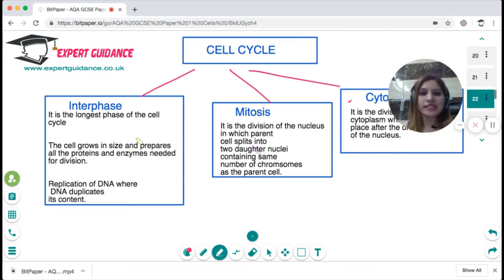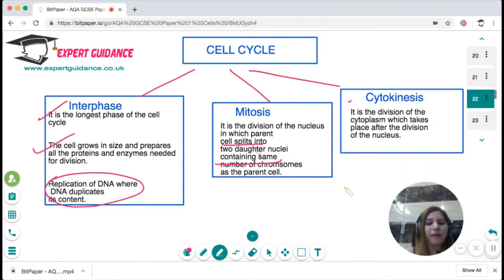It is the longest phase of the cell cycle, in which the cell grows in size and prepares for cell division by making all the proteins and enzymes needed. And the very important step that takes place in the interphase stage is the replication of DNA, where the DNA duplicates its content. After this preparation or interphase stage is done, then comes the mitosis stage. Mitosis is the division of the nucleus in which the parent cell splits into two daughter nuclei, which contain exactly the same number of chromosomes as the parent cell. So the daughter cells are genetically identical.